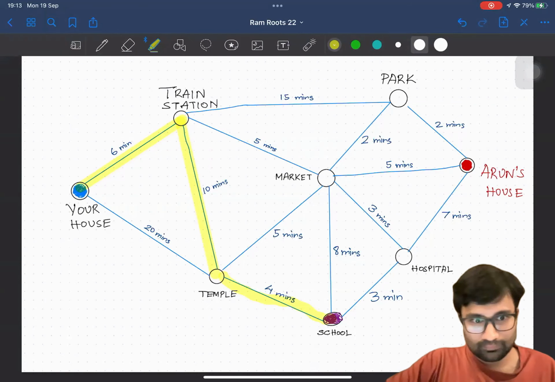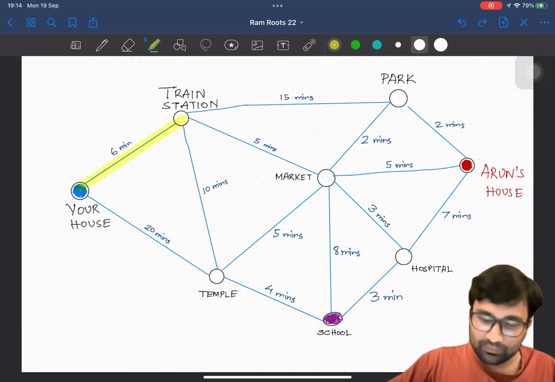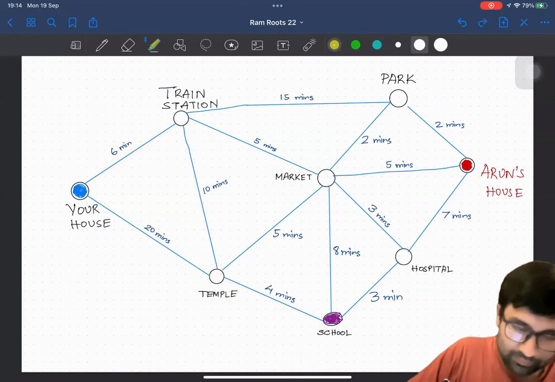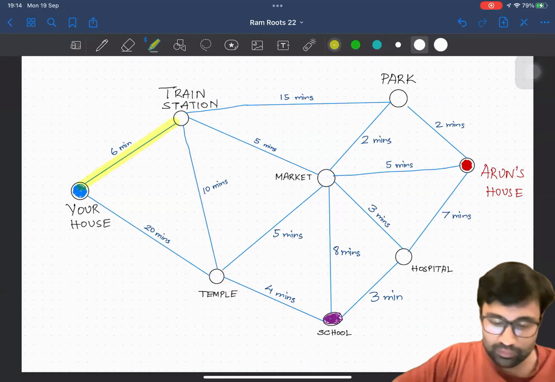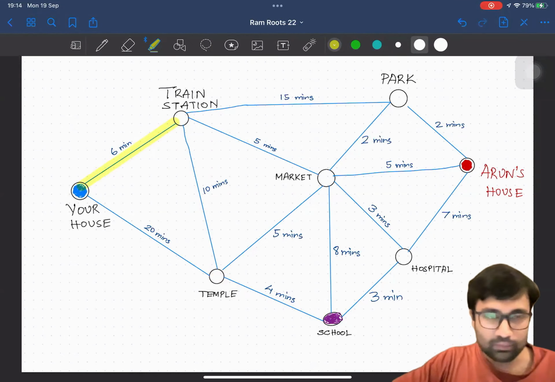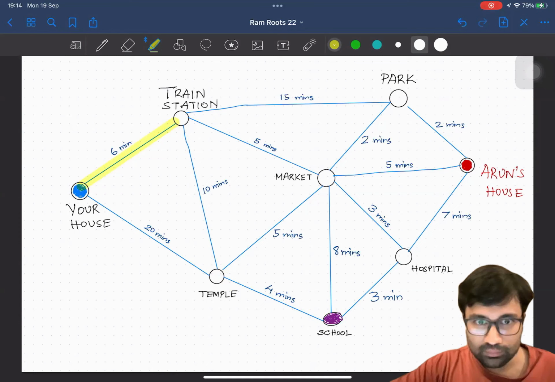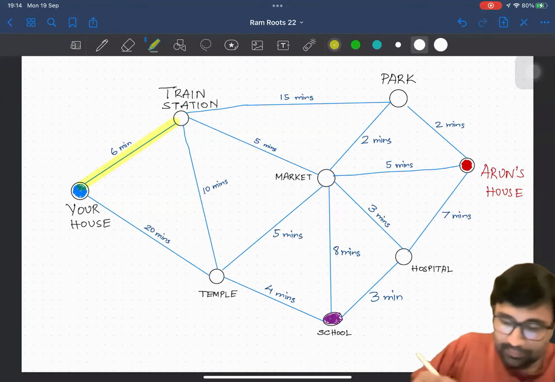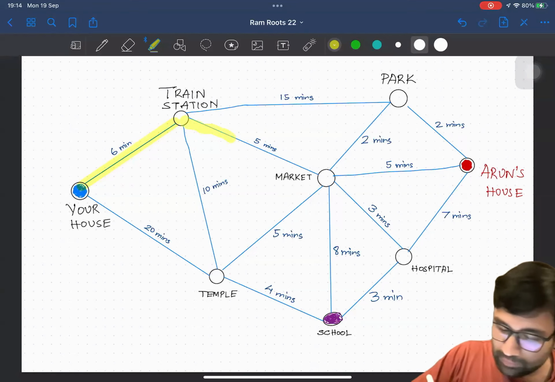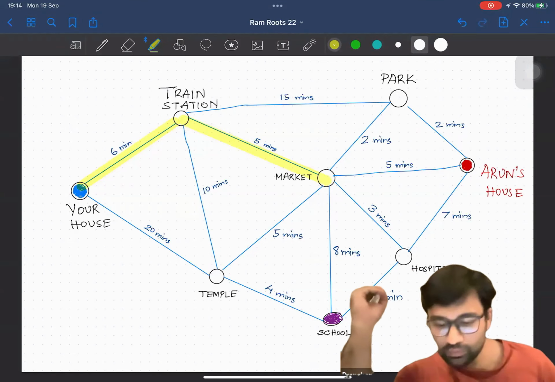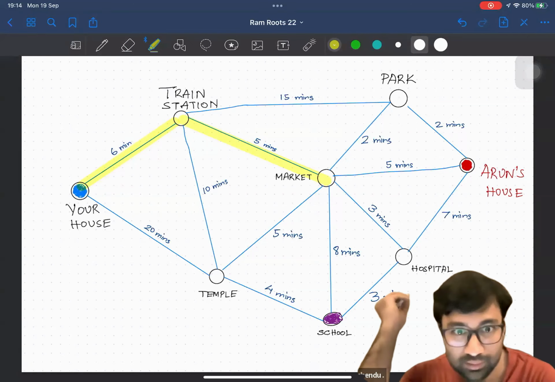Sir, there is one more faster way. We can go from our house to the train station, from the train station to the market. Wait, let me draw what you're saying, so that everyone can see. So you go from your house to the train station, from the train station to the market, and then to the school. That'll take one minute less than what he said. Now what? From market to school? Yes.